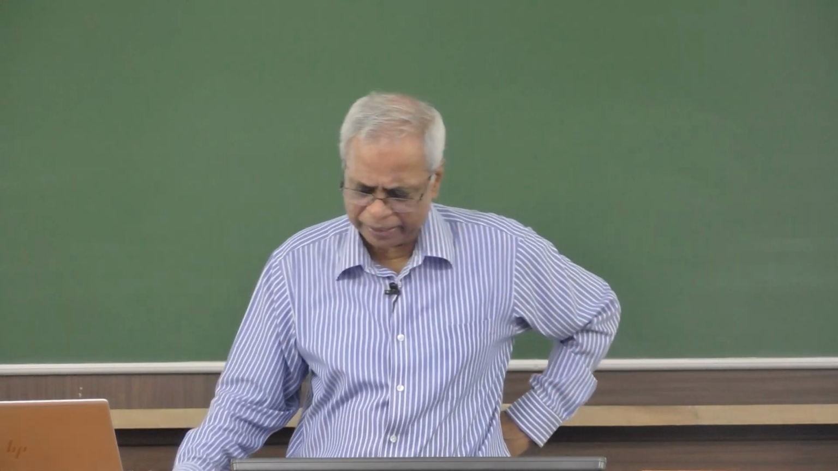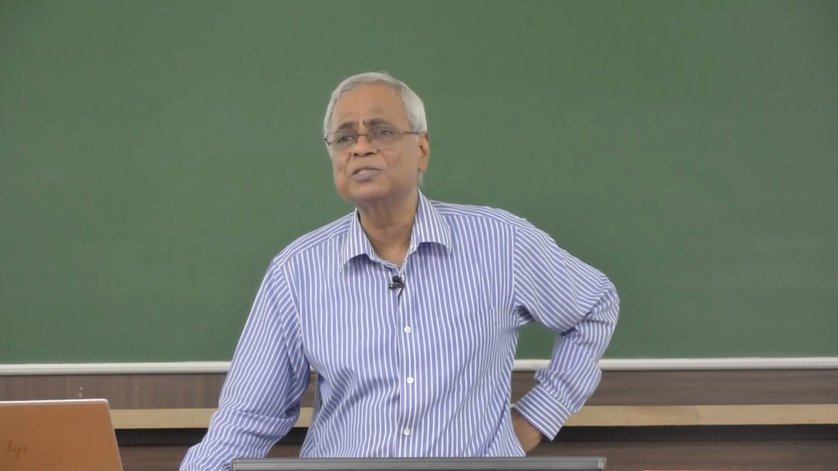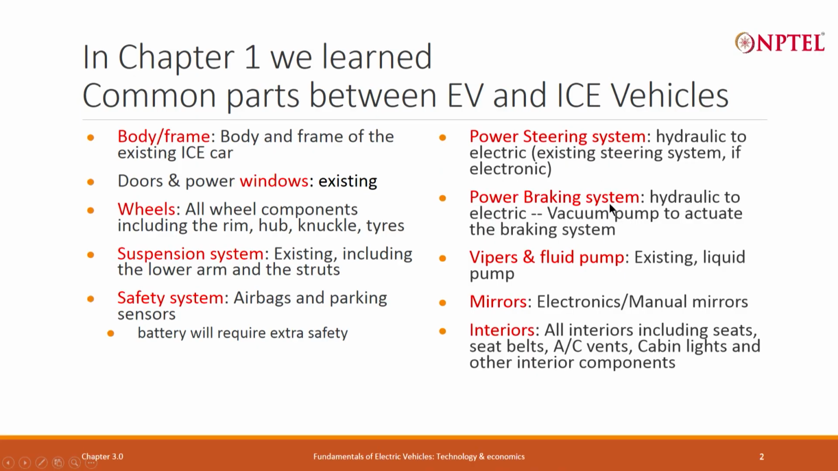But as I pointed out, many of the modern vehicles already have electric power steering, electric power braking, wipers and fluid pumps. Mirrors, pretty much the existing mirrors can be used, they can be electronically controlled, new ones are electronically controlled, manual mirrors. Interiors, I do not see any major reason to change their interiors. So, these are the common parts.